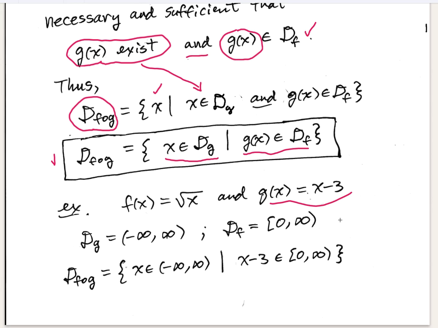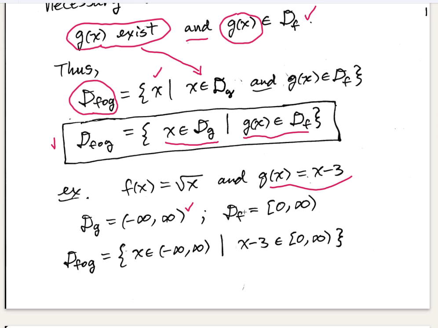What's the domain of g here? You can see this is all real numbers, so I wrote that with interval notation from minus infinity to infinity. I can stick any real number in that formula for g of x, and I'll have a real value coming out.